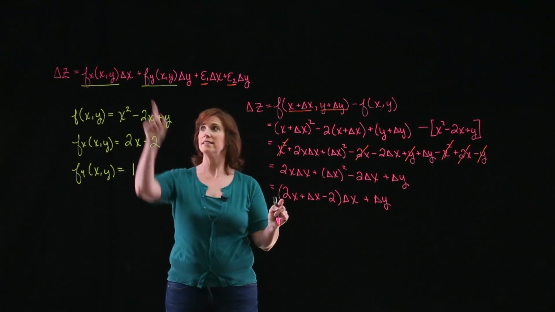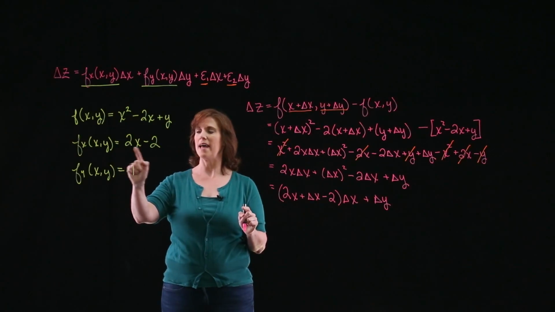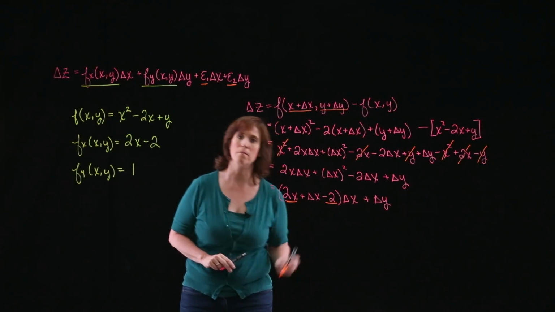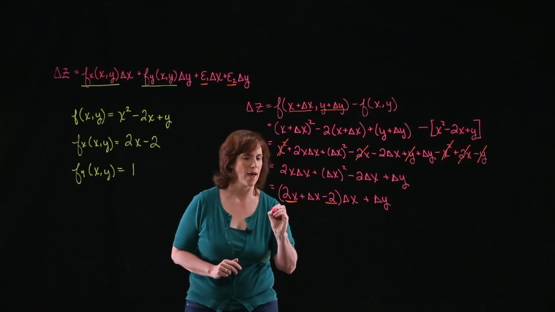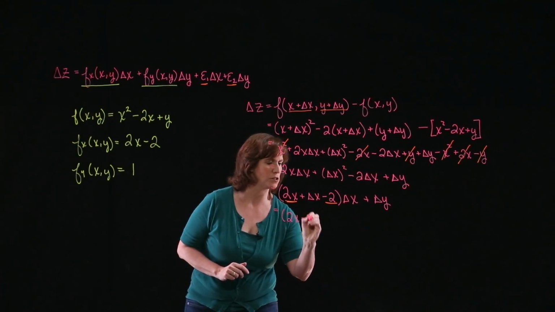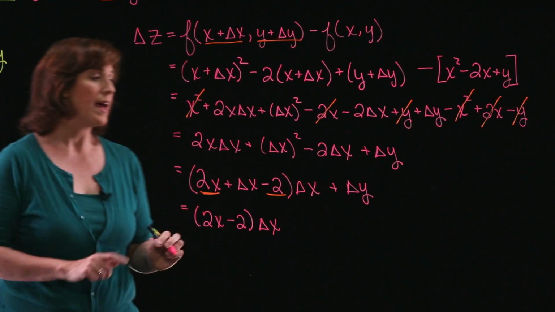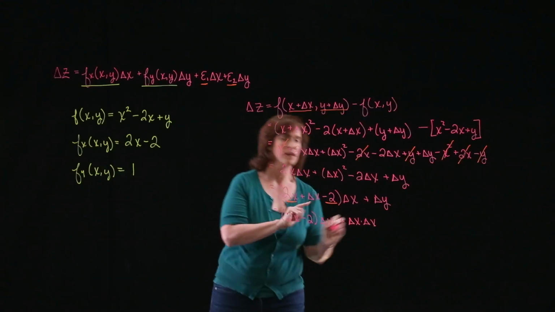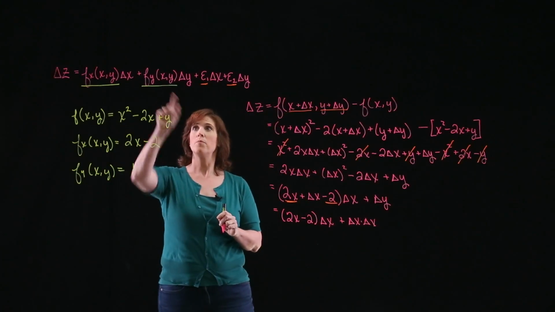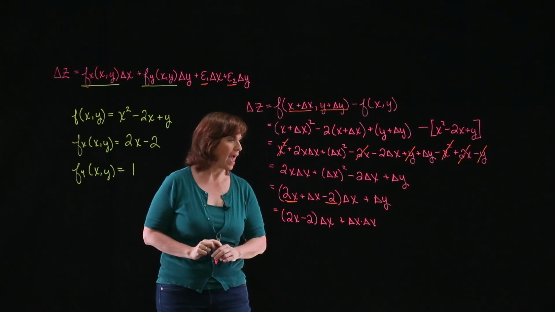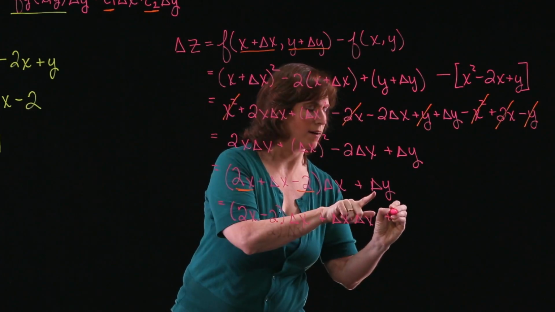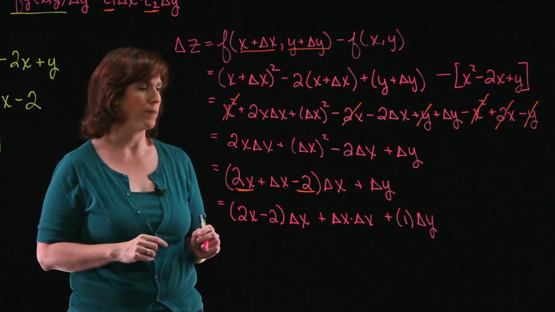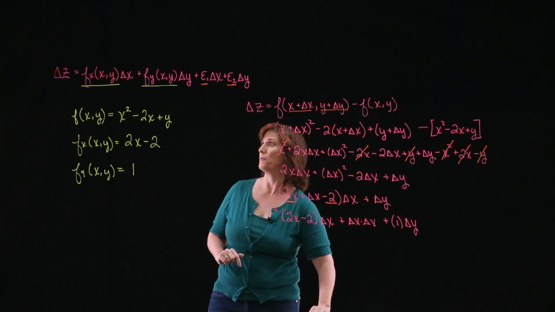Okay, now remember, I'm trying to get it to fit this form. My partial with respect to x is 2x minus 2, and I see it right here. Here's 2x minus 2. So I'm going to group those together and write this as 2x minus 2 times delta x. Now I still have a delta x times delta x. I also want the partial with respect to y, which is a 1. And I notice that I have right here a 1 times delta y, because 1 times delta y is just delta y.